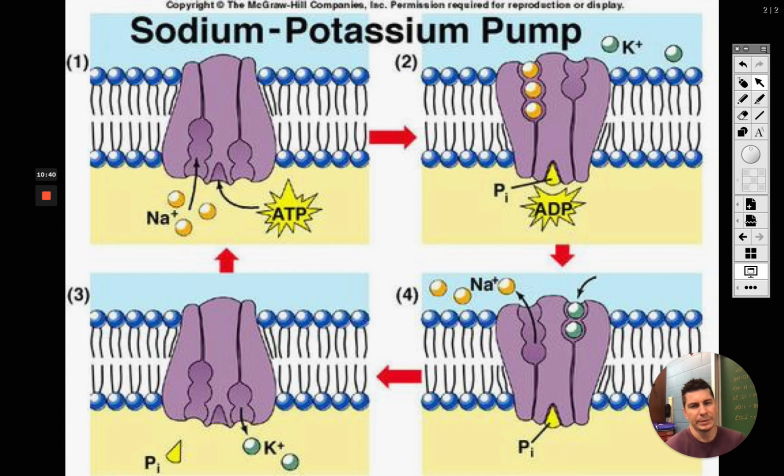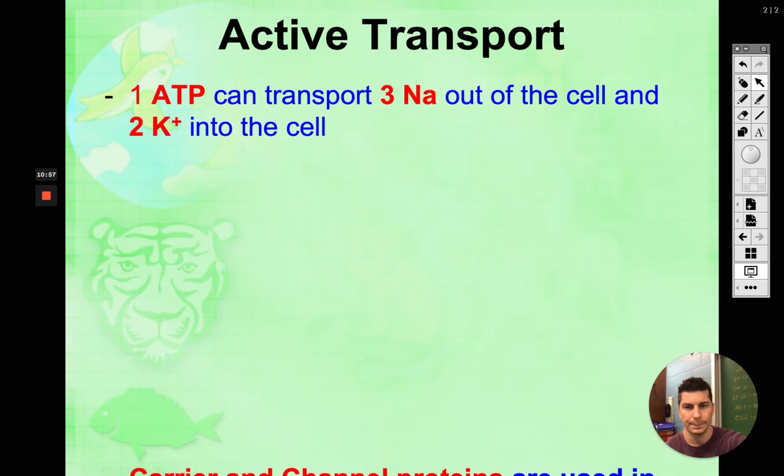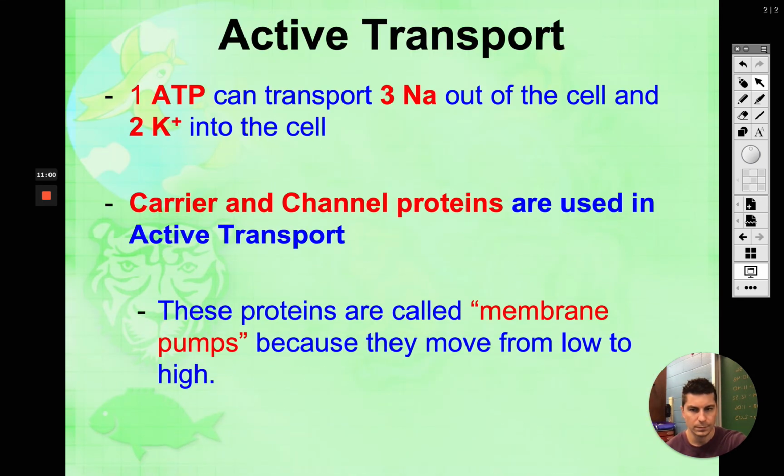In order for this to happen, that sodium-potassium pump needs a phosphate, which it gets from ATP. ATP in turn gets transformed into ADP, all right? And that's the whole sodium-potassium pump. So 3 sodiums leave, 2 potassiums come in, all right? Okay. So that is all your notes, guys, on what we just went over. 3 NAs out, 2 K pluses in. We're going to use both carrier proteins and channel proteins in active transport.